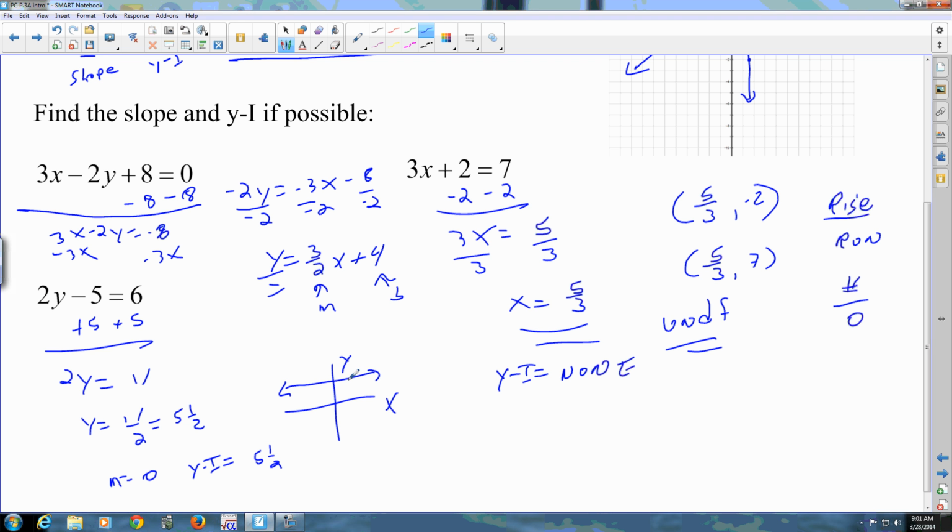So it's horizontal. Slope of all horizontal lines, rise over run. Are you rising? No. Are you running? Yes. What's that worth? 0. Okay, slope of all horizontal lines is 0. Slope of all vertical lines is undefined. Anything that just has an x is going to be vertical. Anything that just has a y is going to be horizontal.